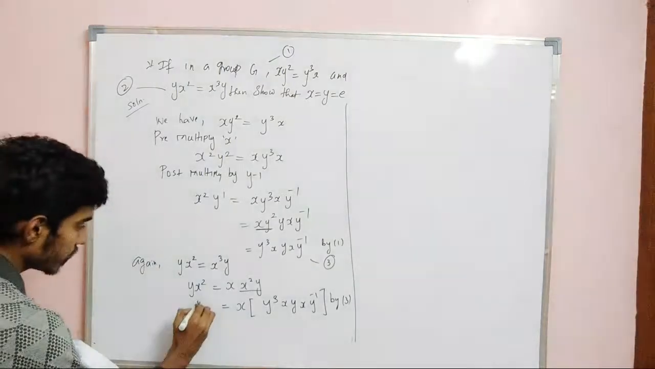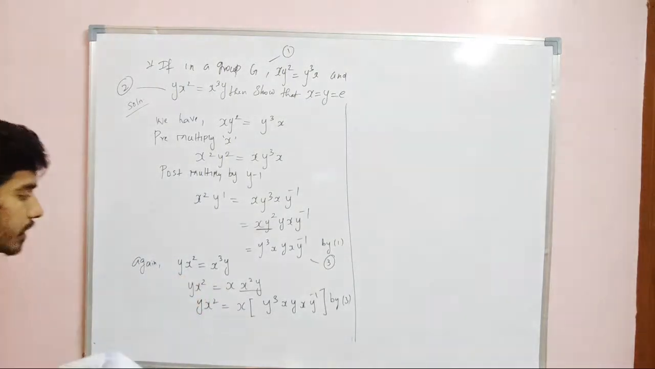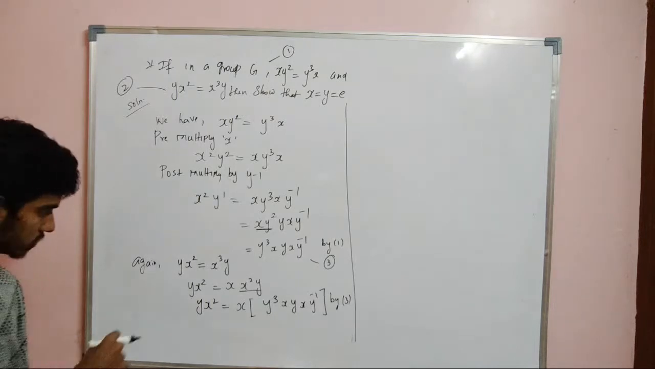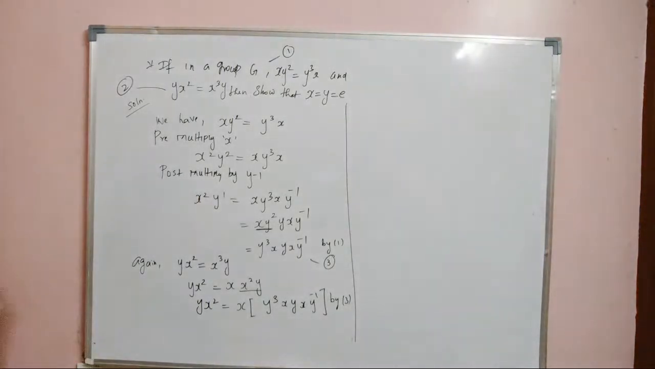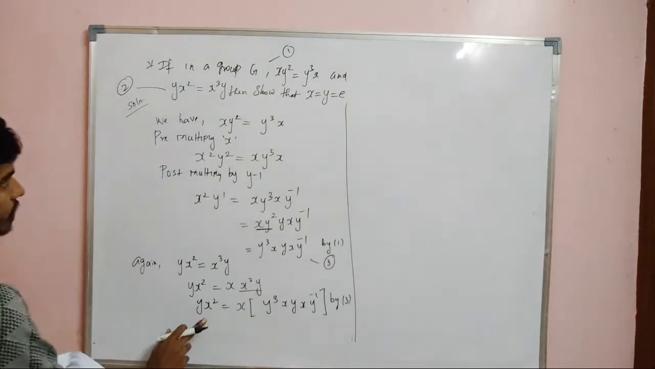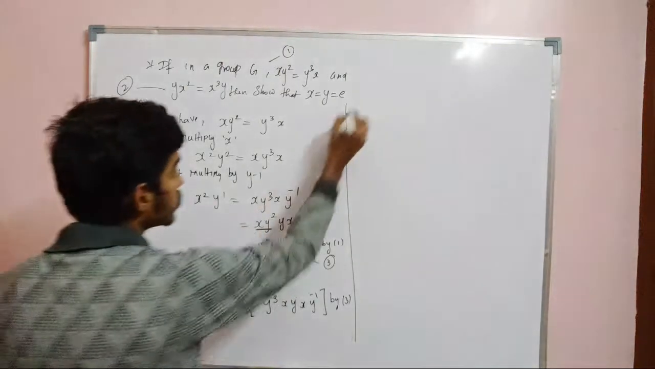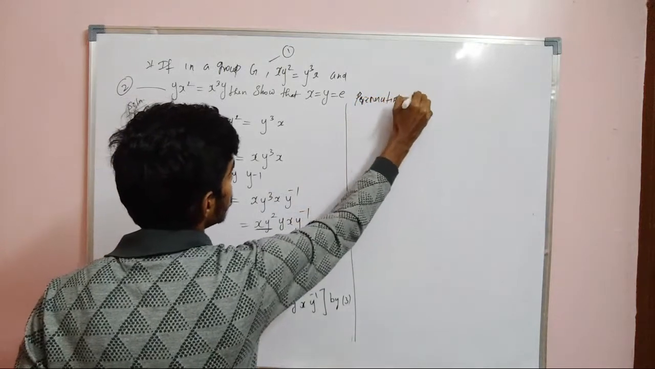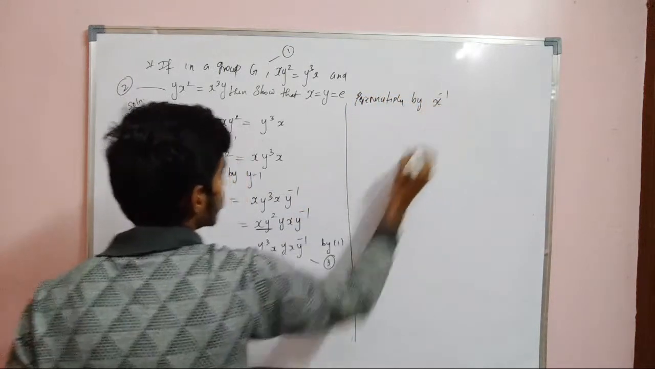Okay, here we have yx square is equal to x y cube x y x inverse. Now I am going to pre-multiply by y inverse. I am just going to find the value of x square. So pre-multiply by y inverse.